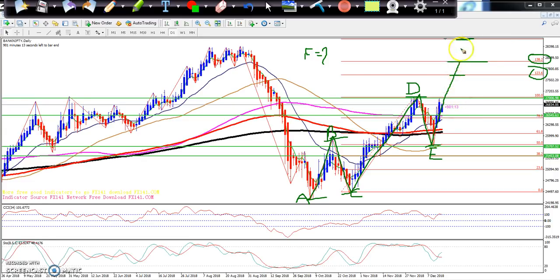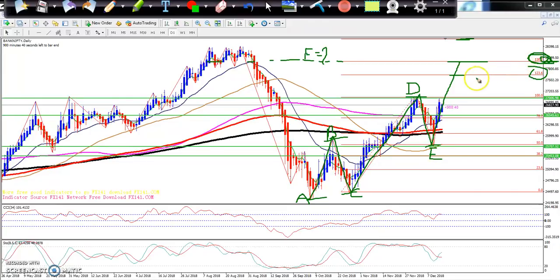So I hope it will go up to around this area, around the 138 extension of the Fibonacci CD wave, right? This is how to analyze the market, I'm just explaining, and the point will be around 27,900, almost 28,000, near to 28,000.